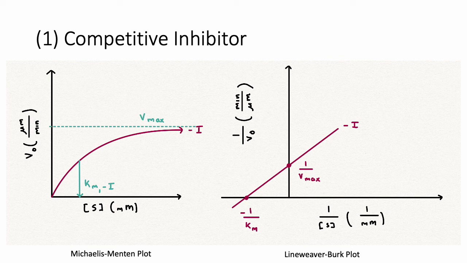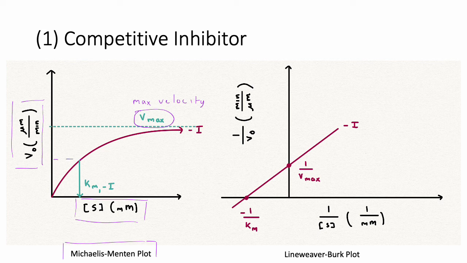Before I talk more about the effects of inhibitors, I need to discuss two plots that are going to be very useful. So first, we have the Michaelis-Menten plot. On the x-axis, we have the concentration of substrate, and on the y-axis, we have the velocity of the reaction. And this is a measure of how much substrate is converted to product per time. So the value that the graph approaches is called Vmax, and this is the max velocity.